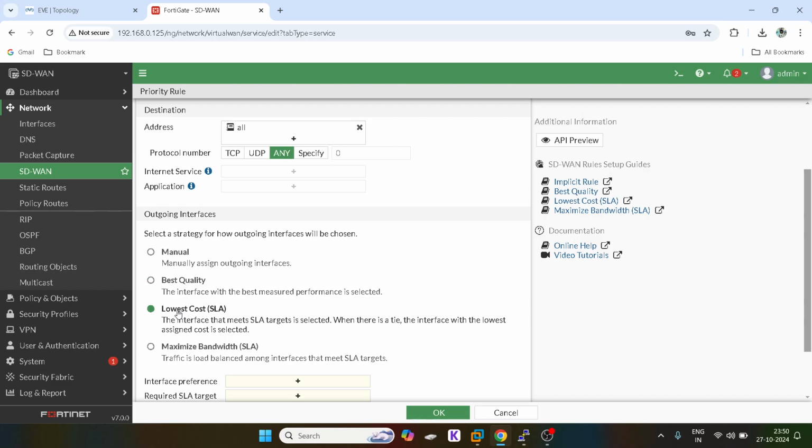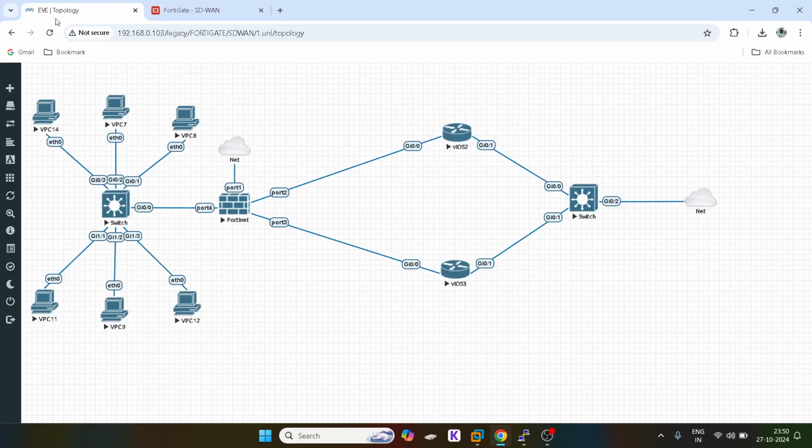In low cost SLA, if you are having two links, and I have defined a lower cost over here, say for example 5, and higher cost over here, say for example 10. And both of the links are satisfying the SLA, say the reachability towards the global DNS, then all the traffic will go via the link which is having the lowest cost, which is port 2 in our case, which will be having lower cost.